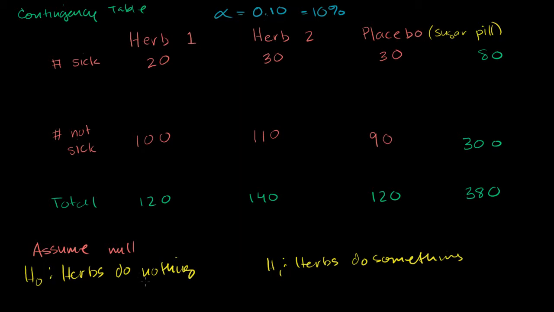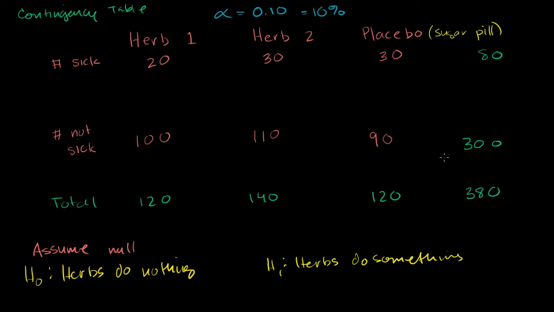So let's just figure out how we can get the expected number. So we're assuming the herbs do nothing. So if the herbs do nothing, then we can just figure out that this whole population, they just had nothing happen to them. These herbs were useless. And so we can use this sample right here to figure out the expected number of people who would get sick or not sick. And so over here, we have 80 out of 380 did not get sick.